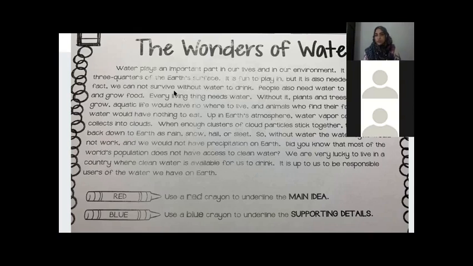When you come up with an idea, you're making a claim about something. So he is saying that water plays an important part in our lives and in our environment. But we need to understand why he says that. So, do you think any of the sentences that we have read could be a key detail to support his main idea?